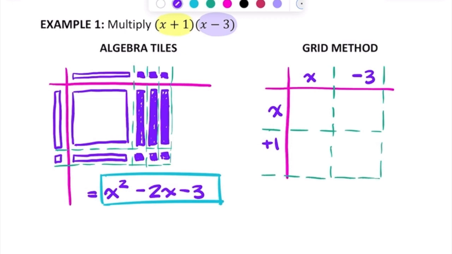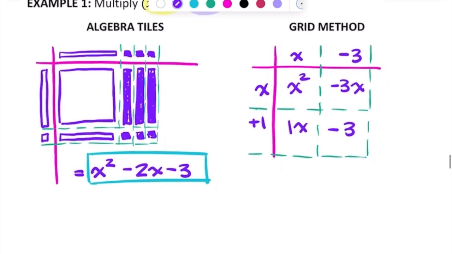And then I do the multiplication. In here, x times x gives me x squared. Here, x times negative 3 gives me negative 3x. Here, 1 times x will give me 1x, or just x. Because it's not my final answer, I'm okay to include that coefficient. And 1 times negative 3 will give me negative 3.